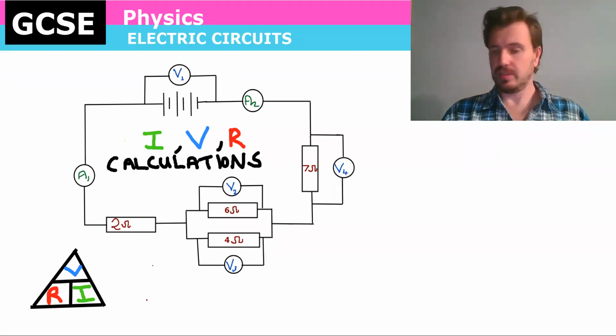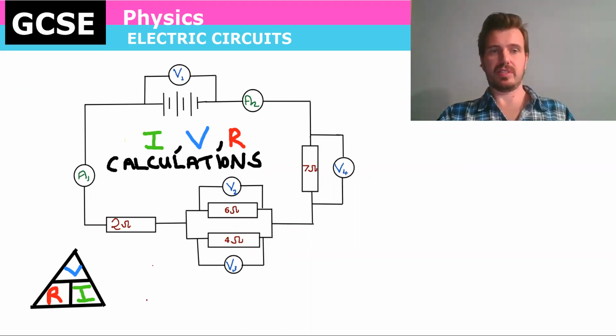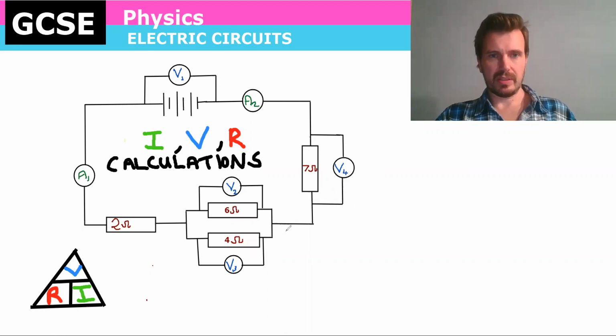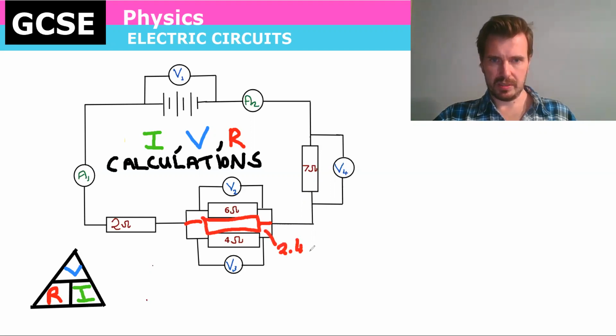Hi everyone. Today we are doing voltage, current, and resistance calculations. We went through current, voltage, and resistance individually in the previous 3 lessons, so now we're going to do some calculations. In the last lesson, we calculated the total resistance of the circuit by turning these two into one resistor, which we calculated to be 2.4 ohms. So the total resistance of the circuit is 2 plus 2.4 plus 7, giving us 11.4 ohms.